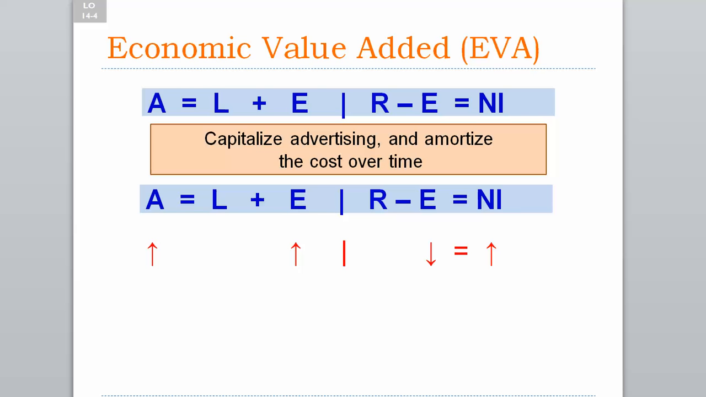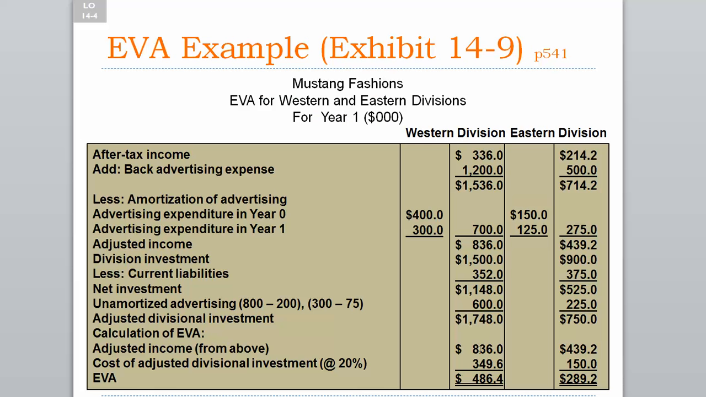Let's go ahead now and take a look at the example that's given in Exhibit 14.9 on page 542, or 541 rather, of the textbook. We're going to take a look only at the Western Division, and we're given information for year 1 of the Western Division. That's very important. So that's the current year, and year 0 is last year. So here we have year 1.